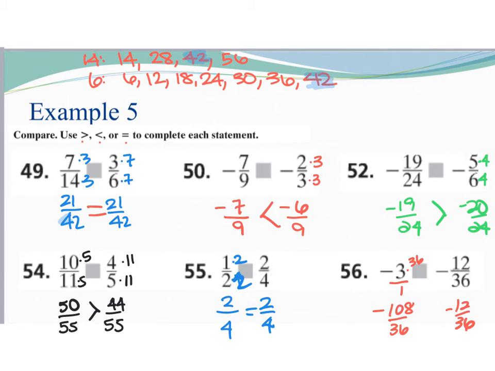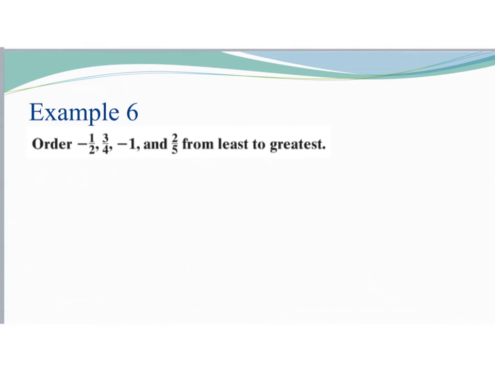So this tells me that -108/36 is going to be less than -12/36. For example 6, I want to put all of these in order. Now again, I have fractions and whole numbers. My whole number is really over a +1. So I'm going to want to find the least common multiple for all of these.